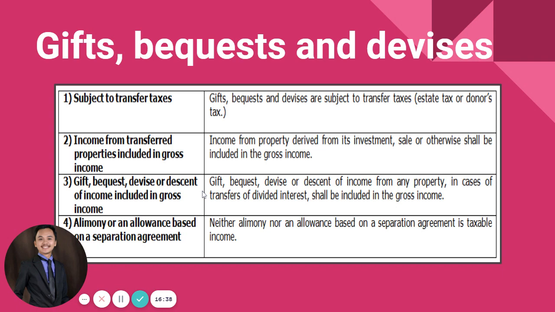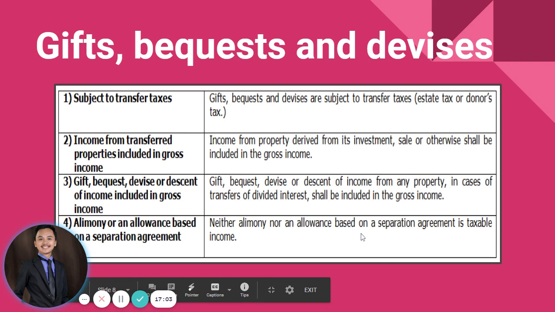While gift, bequest, devise, or descent of income from any property in cases of transfer of divided interest shall be included in the gross income also. But neither alimony nor an allowance based on a separation agreement is taxable income. Okay, when there is a separation of marriage, any alimony or allowance will be exempted. Okay, it will not also be subject to tax.